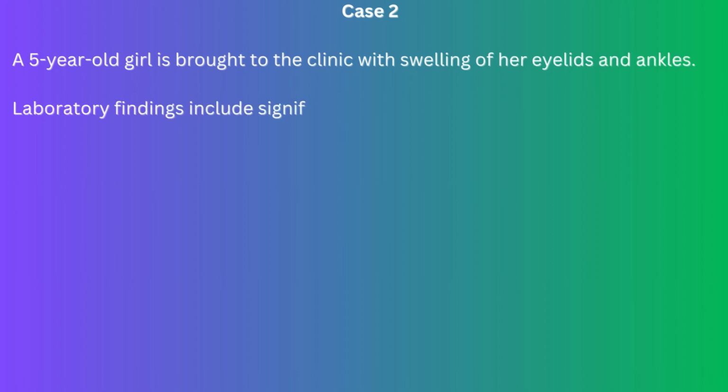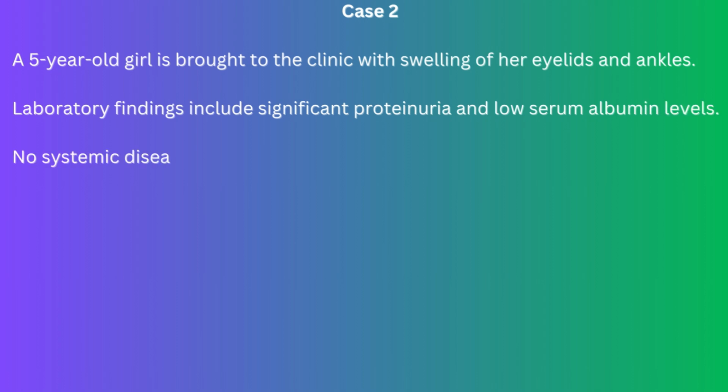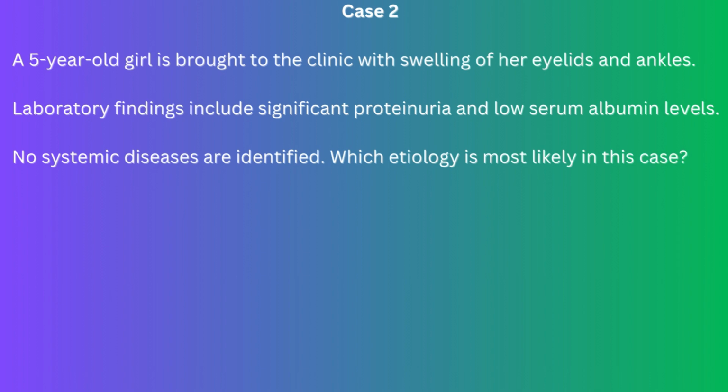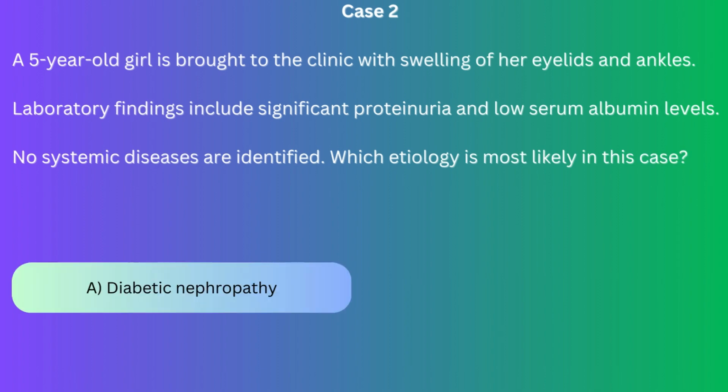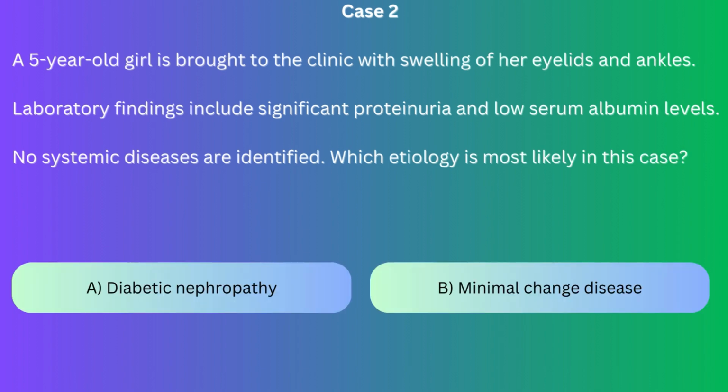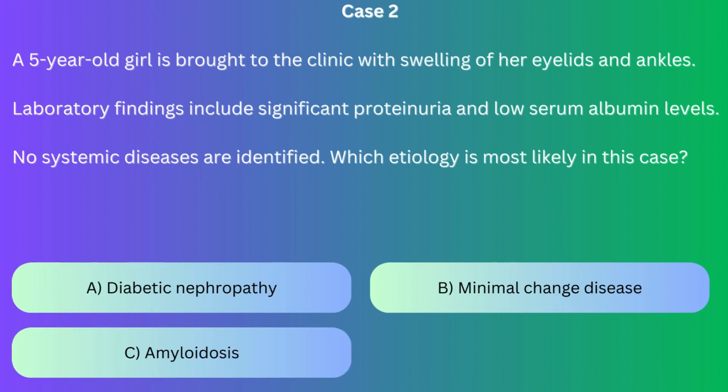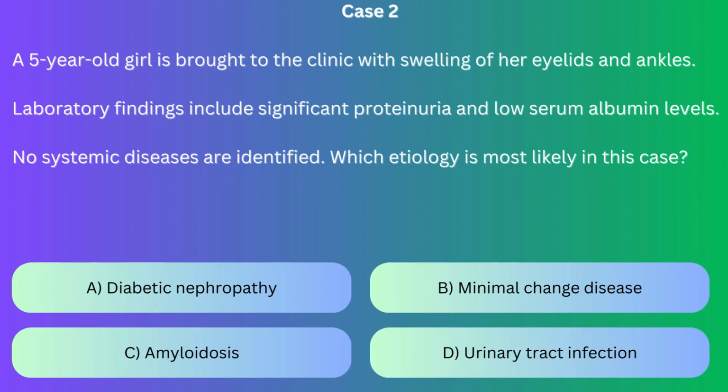Lab findings include significant proteinuria and low serum albumin levels. No systemic diseases are identified. Which etiology is the most likely in this case? A. Diabetic nephropathy. B. Minimal change disease. C. Amyloidosis. D. Urinary tract infection. The correct answer is B.